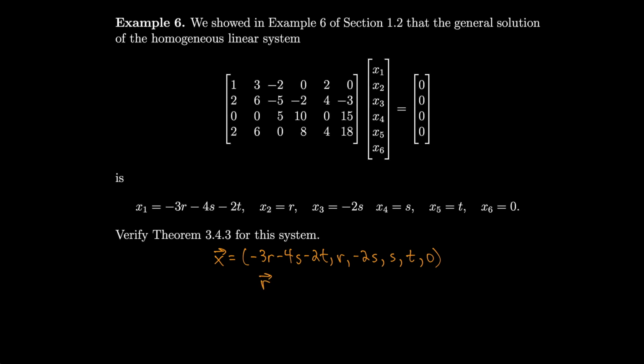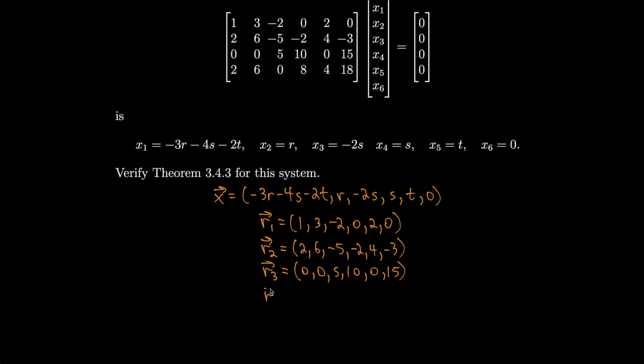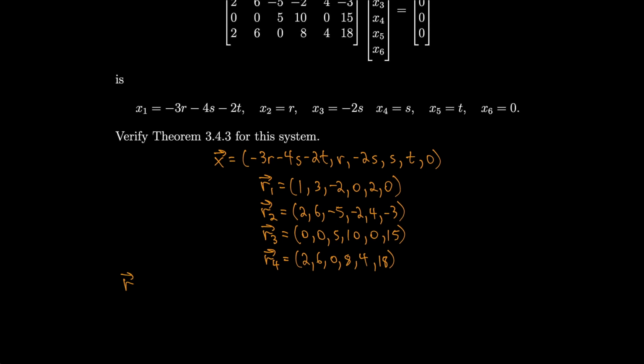And our first row is (1, 3, -2, 0, 2, 0). All I did was read off the first row. My second row is (2, 6, -5, -2, 4, -3). My third row is (0, 0, 5, 10, 0, 15). And my fourth row is (2, 6, 0, 8, 4, 18). So how about I take R1 and dot it with x.